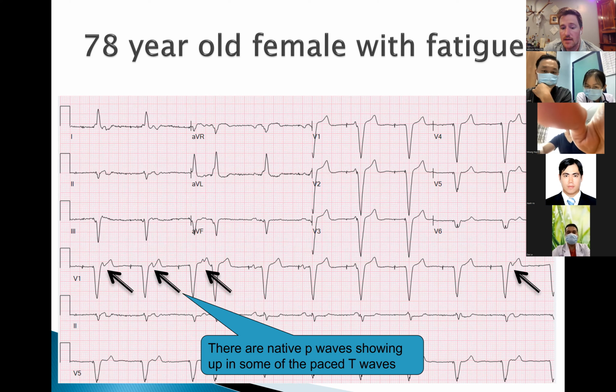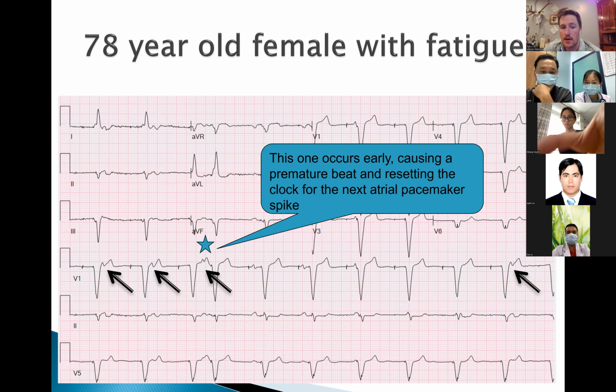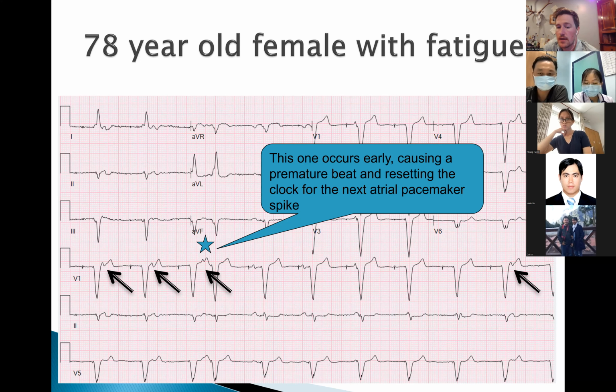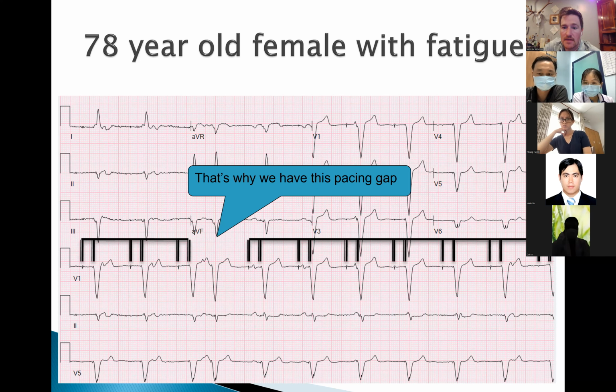We do see some native P waves, right? So this is showing up in V1. We see some native P waves showing up in some of the paced T waves. And then we see a premature beat, and that resets the clock for the next atrial pacemaker spike. So this premature ventricular contraction, or whatever it is, it's a premature beat, so it does delay the pacer spike. That's why we have this pacing gap.